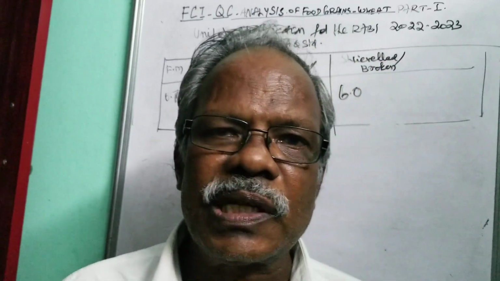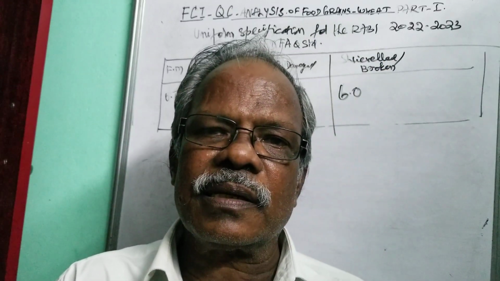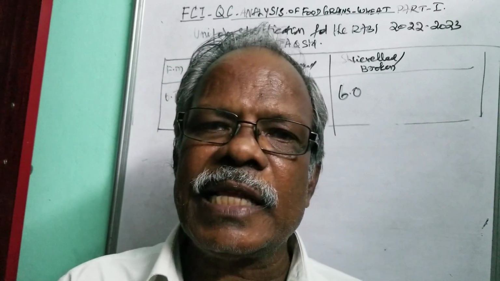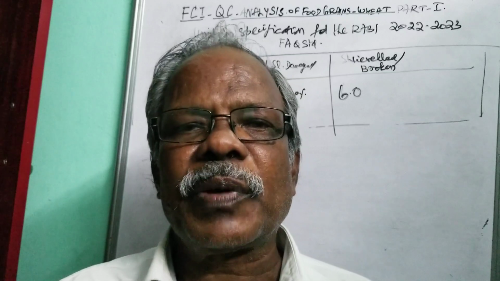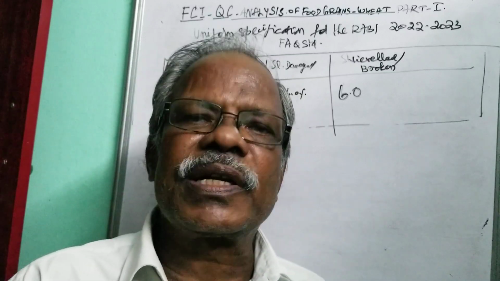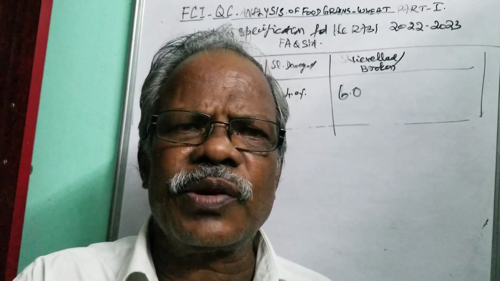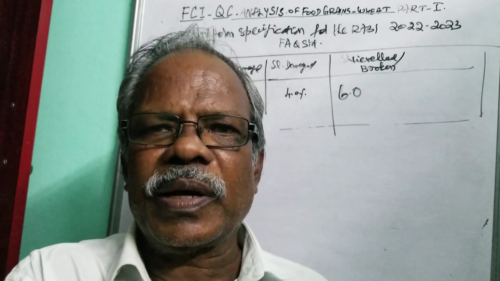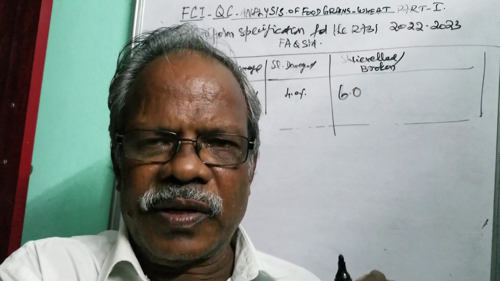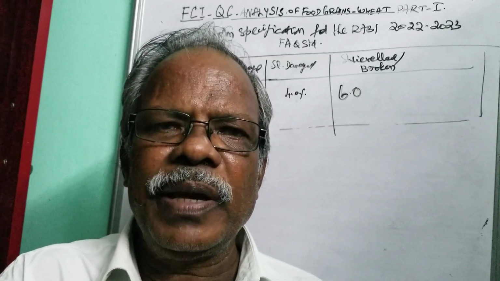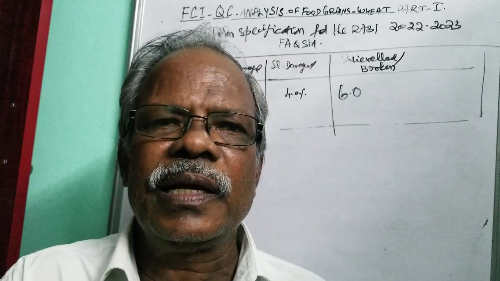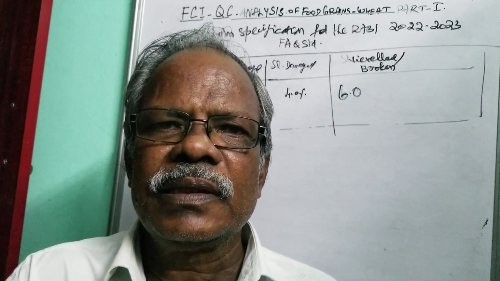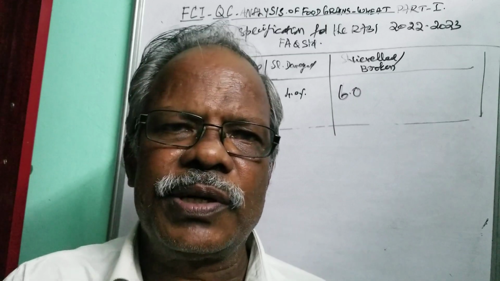The topic chosen for today's discussion is the analysis of wheat for the purpose of procurement in Food Corporation of India. We are going to see this topic in two parts. First part, we'll see what is uniform specification. Based on the uniform specification only, the wheat is procured by the Food Corporation of India. And what is uniform specification we are going to see.